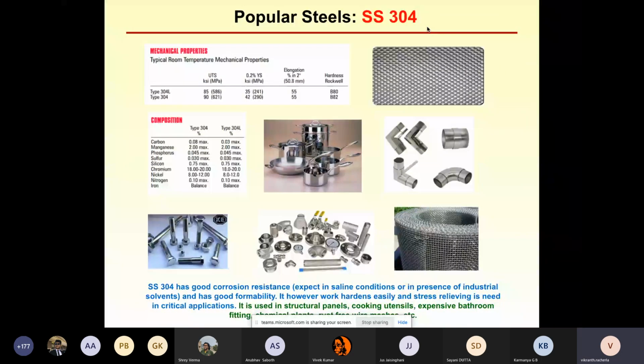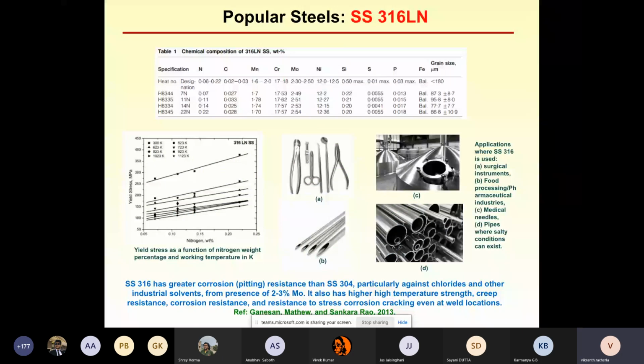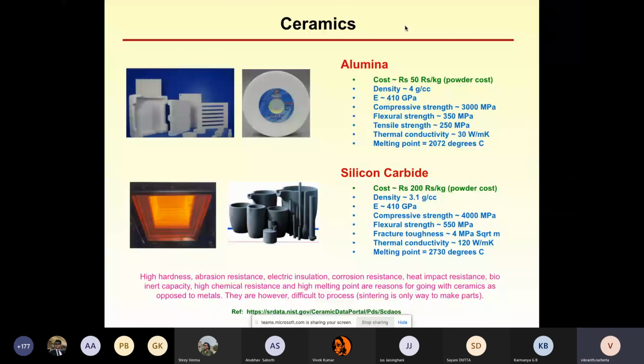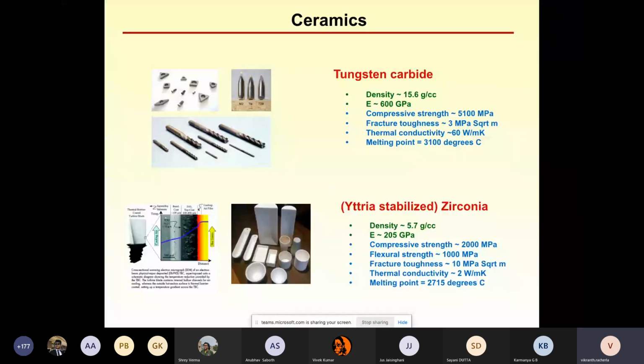In stainless steel, for cooking, you use this SS304 variety. And wherever very high corrosion resistance is required, let's say in surgical appliances, food processing, medical processing industries, you use SS316 alloys. You have ceramic parts. Ceramics are normally, the raw material is in the form of powder and you use sintering in order to get the ceramic components. So you have alumina, silicon carbide, tungsten carbide, yttria. So these few things where I'm just rushing through, I will be covering them in the next class.